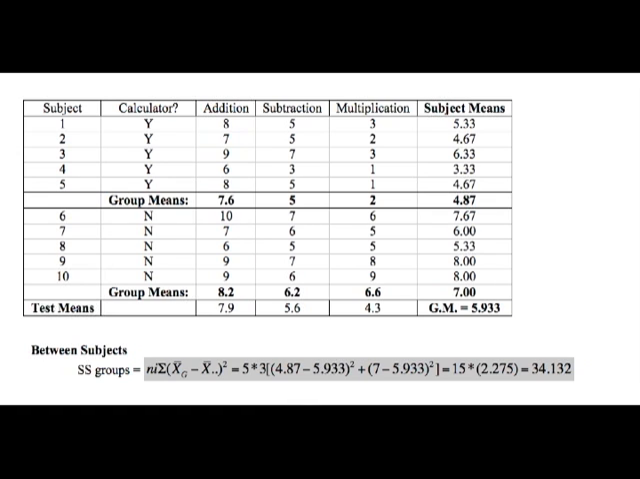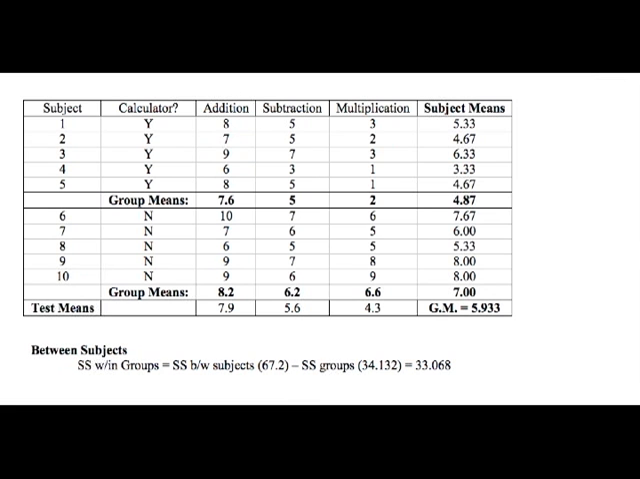Now, to calculate the between subjects sums of squares groups, we're going to take the 2 big group means. It's the mean for both groups and subjects, so 4.87 and 7. And subtract the grand mean from each, square each of them, sum them up, and then we're going to multiply them by small n, which is 5 in each subject group, so 5, and multiply again by I, and there were 3 conditions.